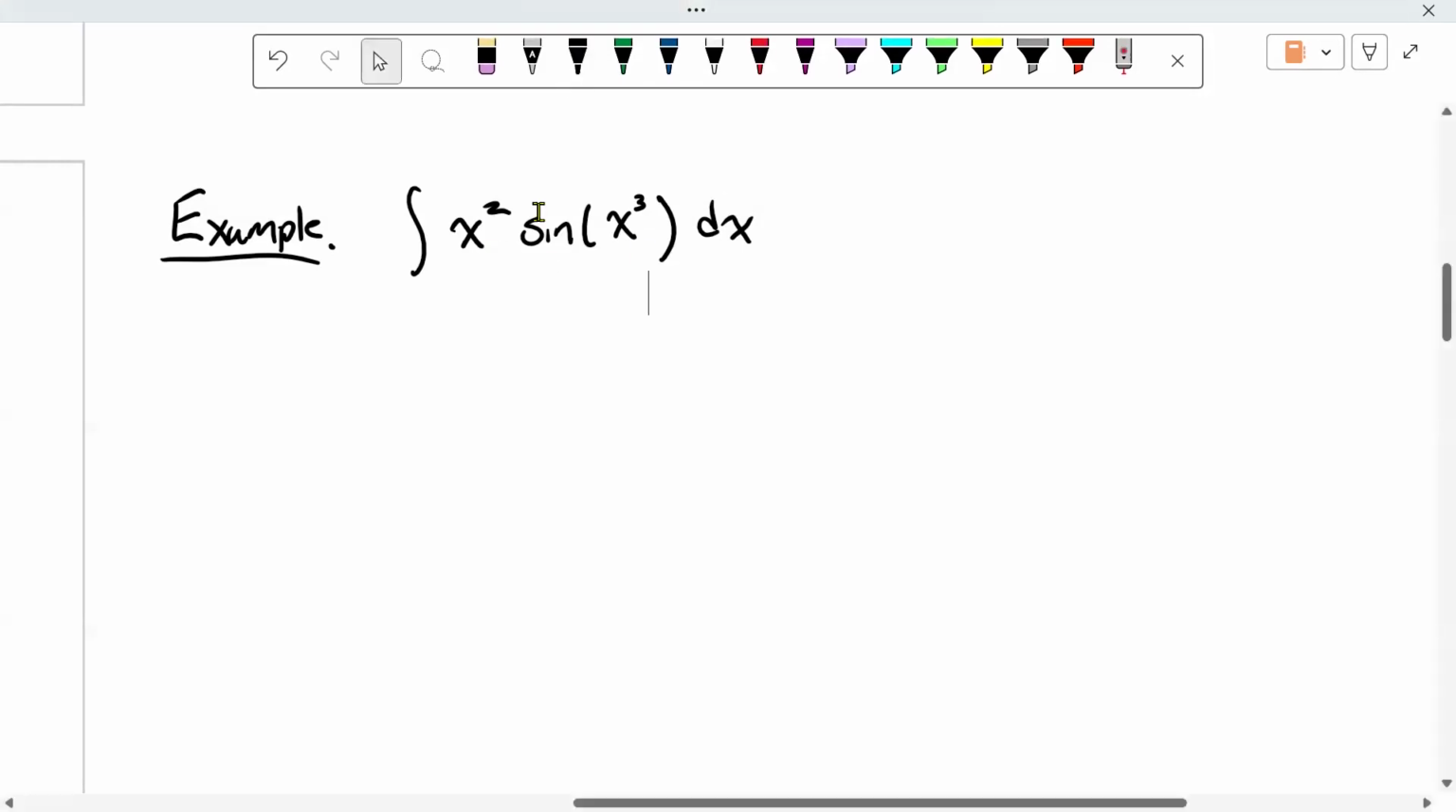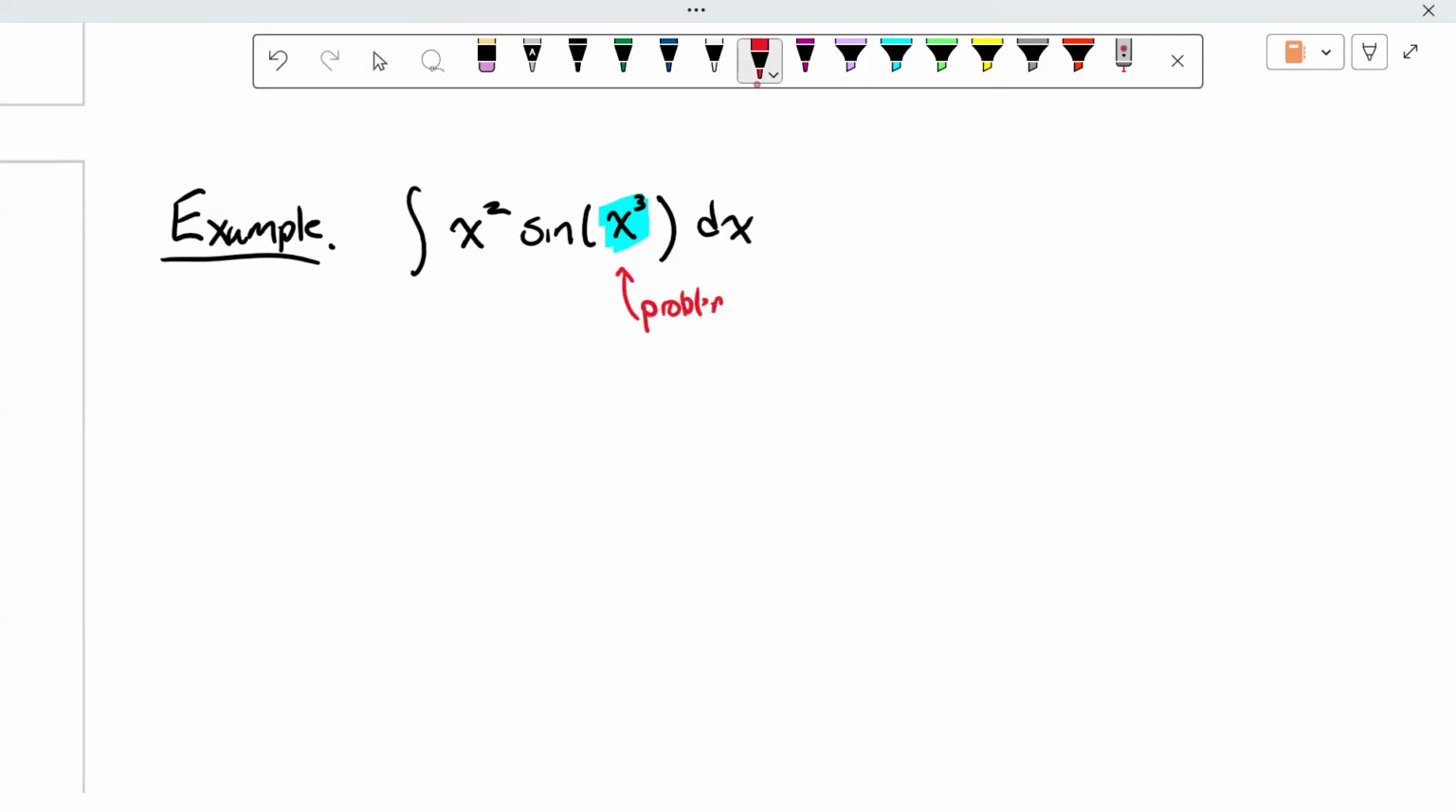Now, I know the antiderivative of sine. I do not know the antiderivative of sine x cubed. The thing that is giving me problems in life, it's that x cubed. This is the problem. Maybe not problem, the complication. It's not immediately obvious how you do an antiderivative with that annoying x cubed there.